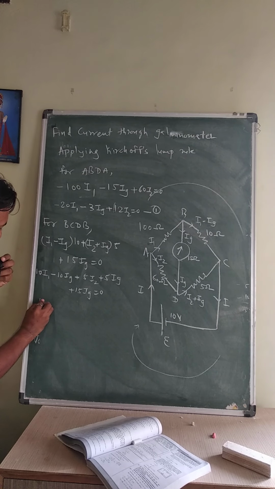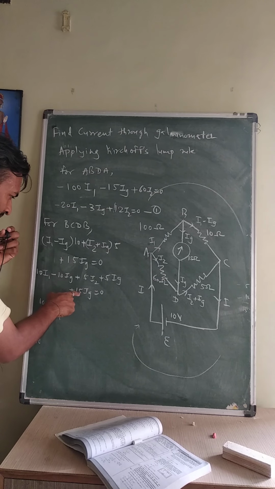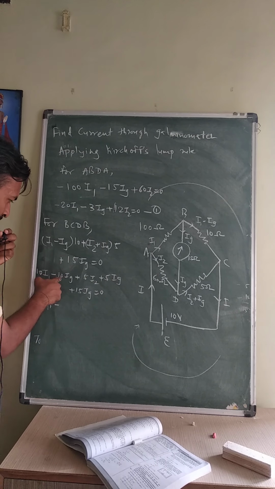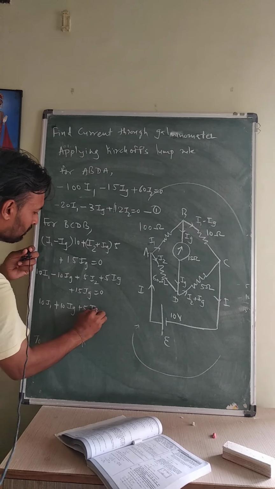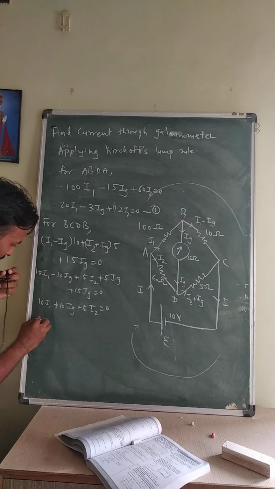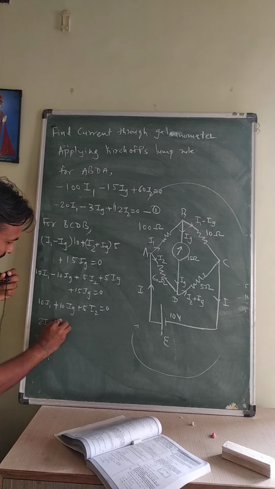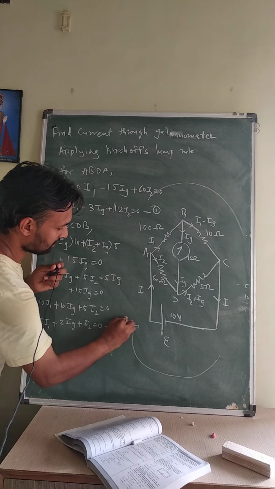So 10 I1, Ig, that is 15 plus 5, 20 Ig minus 10, that is plus 10 Ig, plus 5 I2 equal to 0. If I divide this equation by 5, so 2 I1 plus 2 Ig plus I2 equal to 0. This is equation 2.